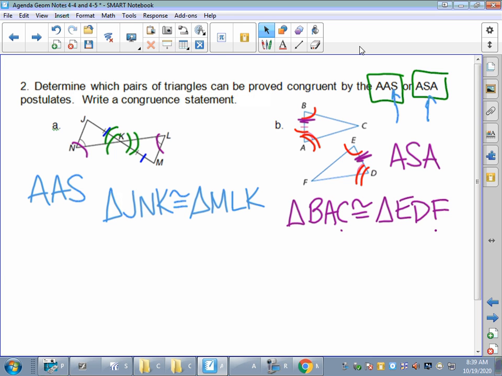That is what I'm going to ask you to do. So which one of the four methods of saying triangles are congruent can you use?